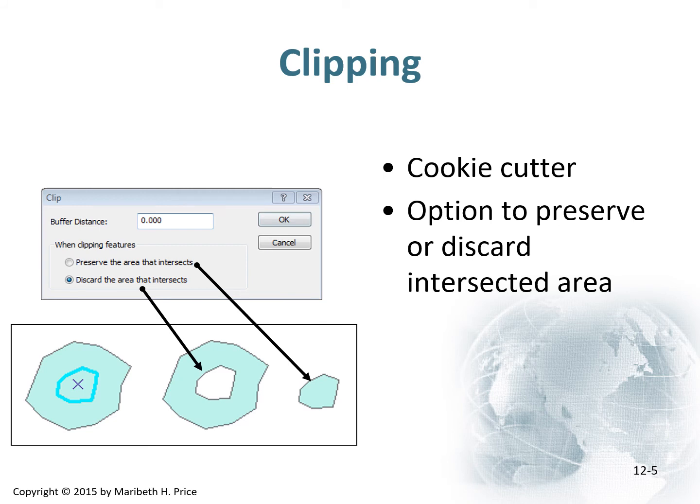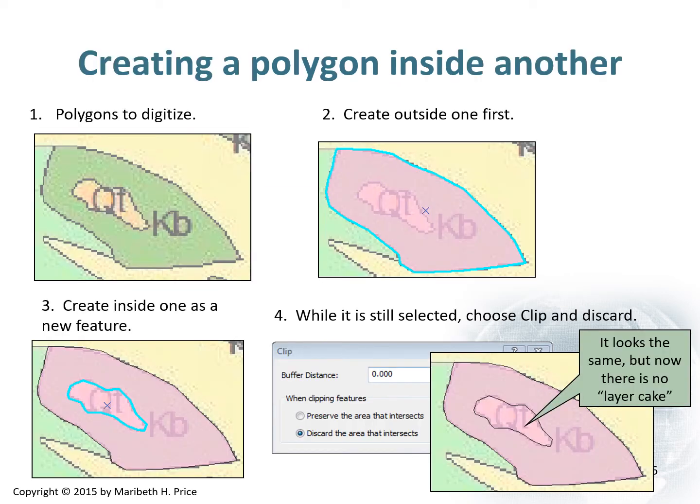Clipping is basically a cookie cutter. You have the option to preserve or discard the intersected area. So if you clip it, it can just do away with it, or you can clip it and keep it too. Take a polygon inside of another polygon, so you have this polygon digitized. First you do the outside one, then you create inside as a new one, and then while it's still selected, you choose clip, and then you discard it, and then it goes away.